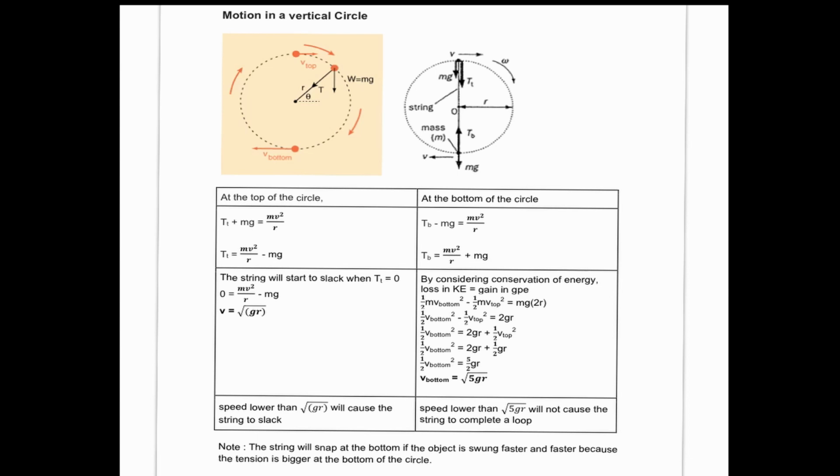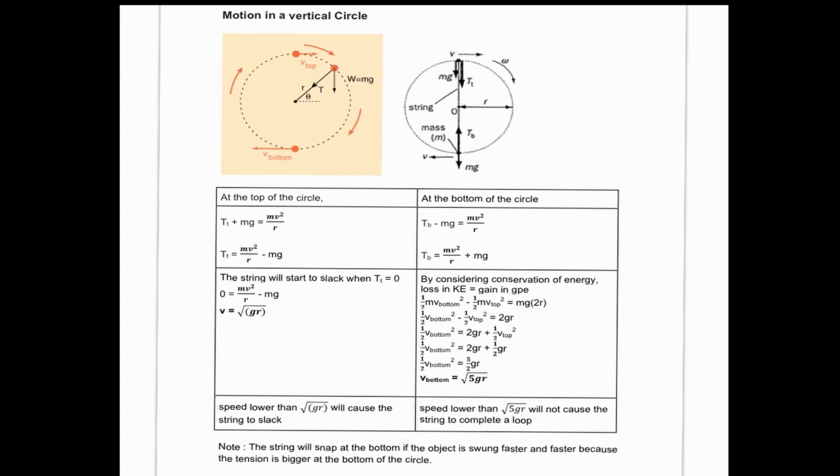So therefore, if you were to slow down the stone, that means you give it a lower speed here. If the speed here is too low, then mv squared over r minus mg will get to 0. That means if your mv squared over r is smaller than or equal to your mg, then the tension will become 0, and so your object will fall, because no tension means the string is slack. So if the speed is not high enough, it will fall.